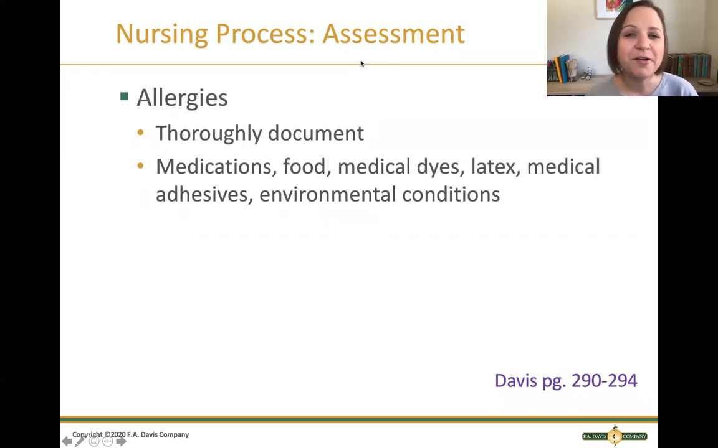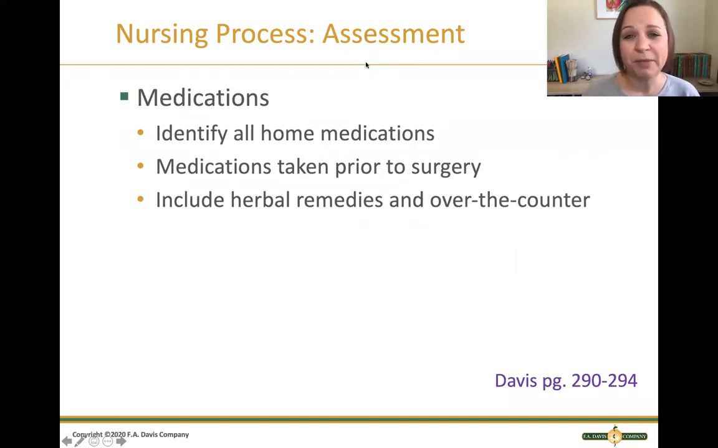We need to do a thorough assessment of any allergies the patient has: medications, foods, medical dyes, latex, medical adhesives, environmental conditions. They all might affect the patient during surgery, and we don't want to leave anything out. We need to identify all the medications the patient's on, all home meds, any meds they've taken prior to the surgery, and be sure to include any herbal remedies and over-the-counter medications or vitamins that the patients may forget to mention.